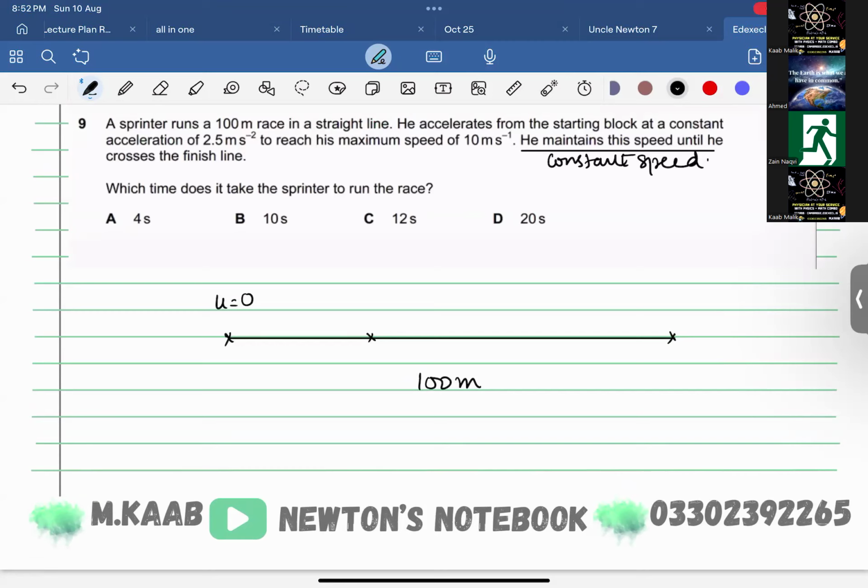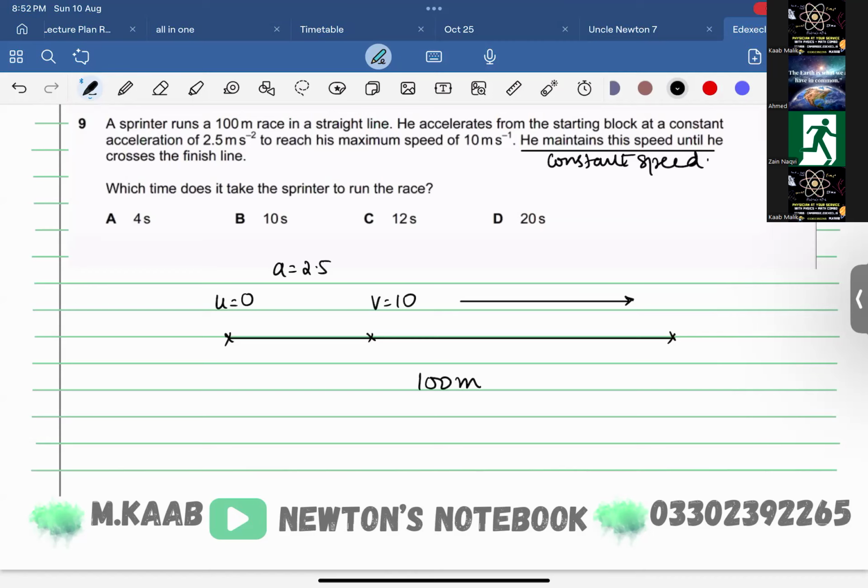At that point its velocity is 10, and throughout the rest of the motion its velocity is 10, because he maintains that velocity. But from the starting point to the point where he gets to 10 meters per second, the acceleration was 2.5, right? And they're asking which time it takes the sprinter to run the race.